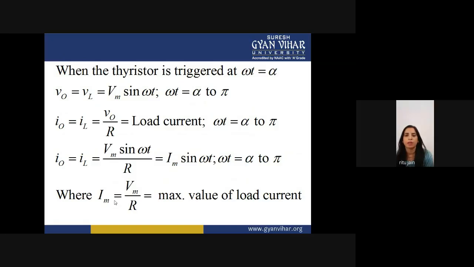Okay. So I naught is equal to IL, IL is equal to V naught upon R, and omega t is equal to alpha to pi. So I naught is equal to IL, Vm sine omega t upon R, which is equal to Im sine omega t, alpha to pi. Where Im is equal to Vm upon R, the maximum value of load current. So this is all about the controlled rectifier.